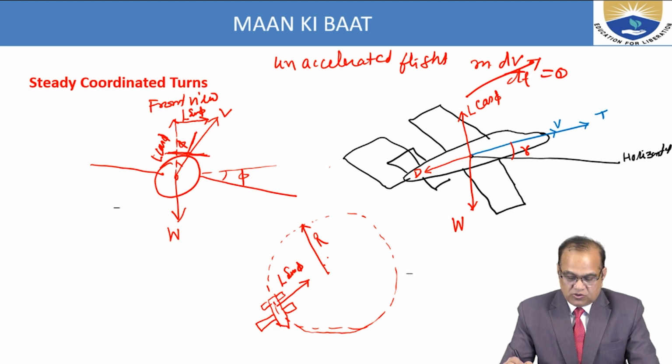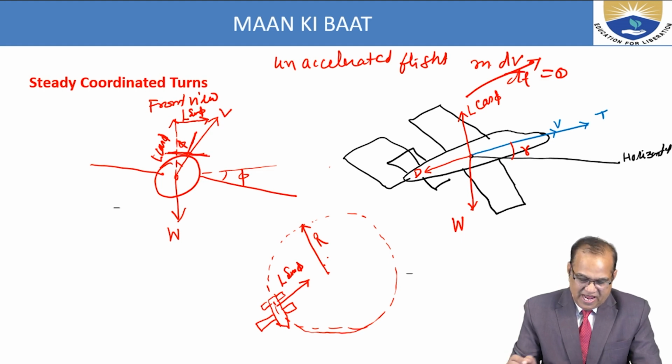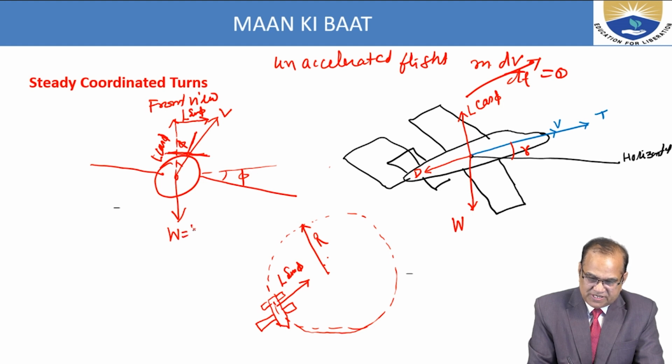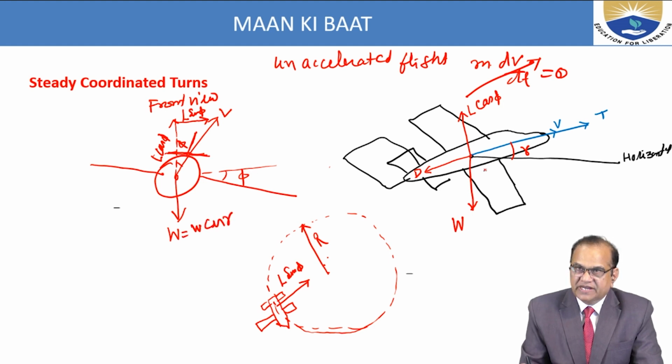So here we can see a very nice three-dimensional picture, and this W will not be W, it will be W cos gamma here. It depends upon that, because this will be W cos gamma.